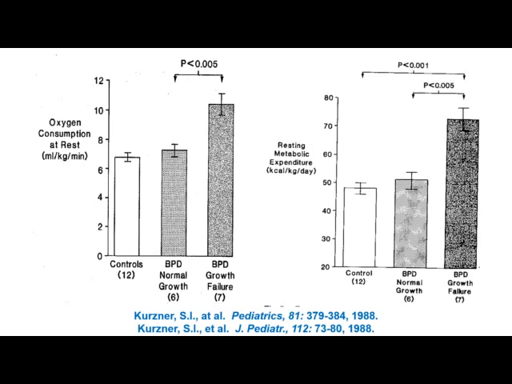We had controls who were not BPD babies, and controls had an oxygen consumption at rest of about 7 mLs per kilogram per minute. Normal growing BPD babies had about the same, but the growth failure BPD babies had almost 50% higher oxygen consumption at rest. Similarly, if we measured metabolic energy expenditure in kilocalories per kilo per day, again, controls and normally growing BPD babies were about the same, but BPD babies with growth failure had a bit over 50% increase in resting energy expenditure.